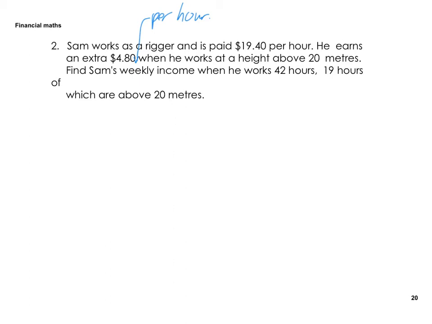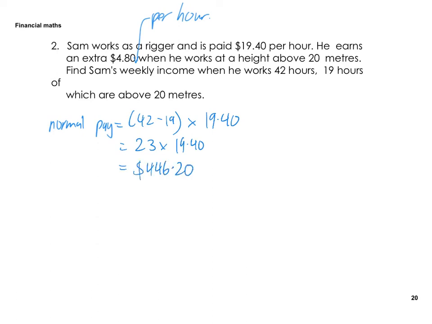All right. I would make it into two parts like the previous one. So let's say normal pay. How many hours is that? Well, he works 42 hours in total, but 19 are above 20 meters. So you want to just do 42, take away 19, and then times that by the regular rate of $19.40. So that's going to be 23 times 19.40, which is $446.20.